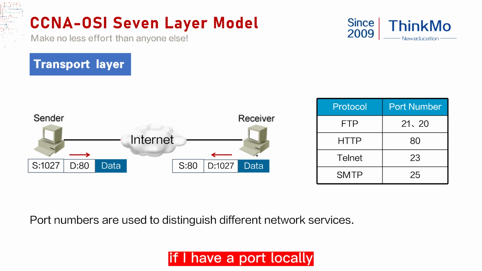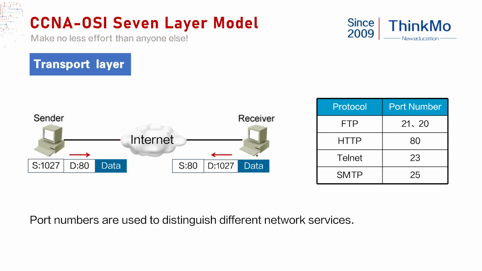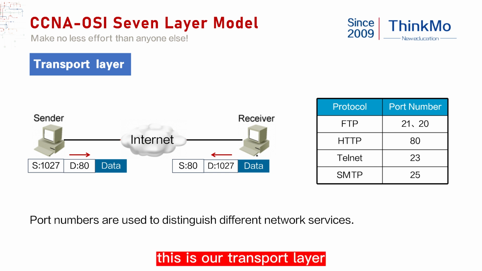If I have a port locally, I want to access another port of yours. When returning the package, you also go port to port. This is our peer-to-peer reply relationship, so it's just a swap. This is our transport layer.